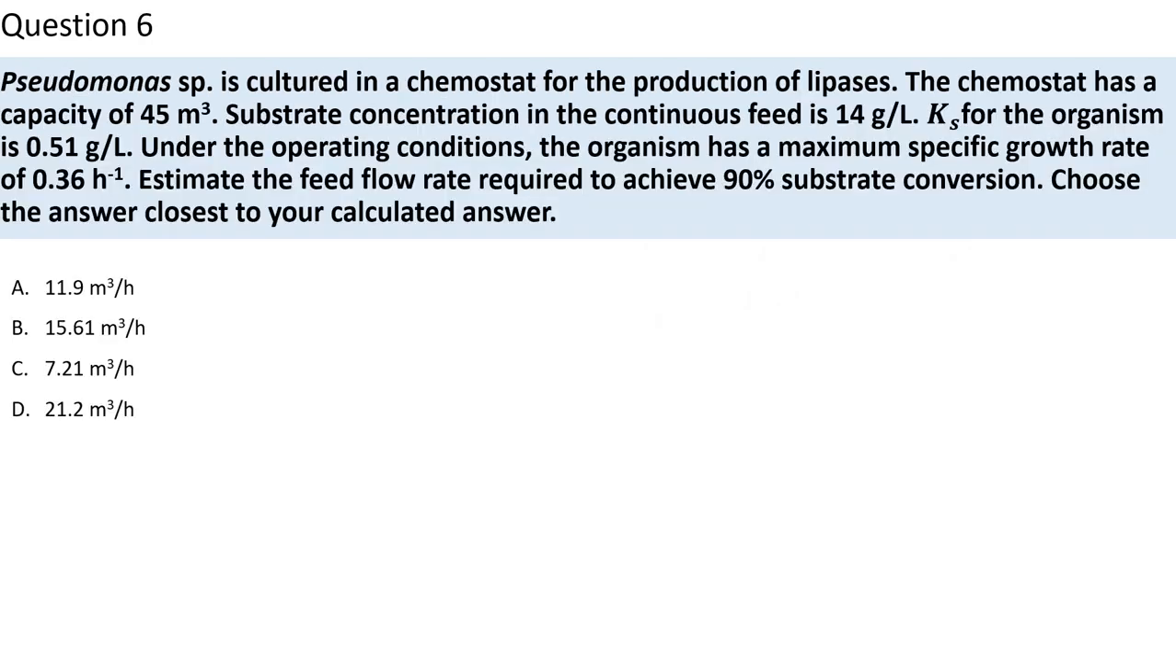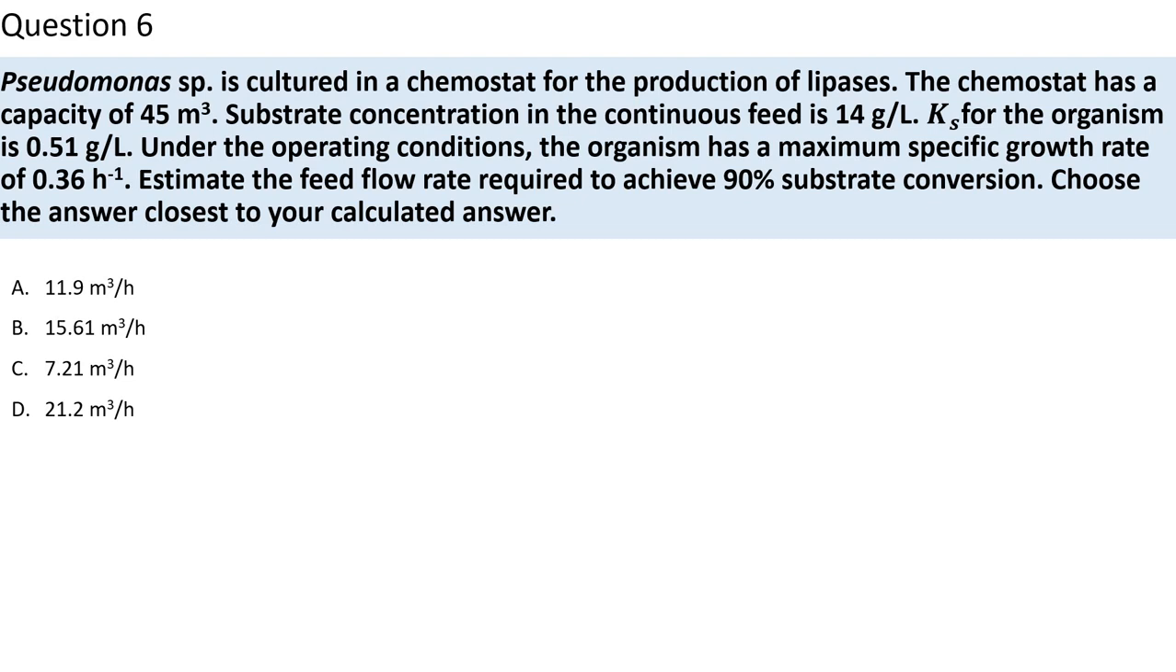So moving on to question 6. Pseudomonas species is cultured in a chemostat for the production of lipases. The chemostat has a capacity of 45 meter cube. Substrate concentration in the continuous feed is 14 gram per liter. Ks for the organism is 0.51 gram per liter. Under the operating condition, the organism has a maximum specific growth rate of 0.36 per hour. Estimate the feed flow rate required to achieve 90% substrate conversion. Choose the answer closest to your calculated answer.